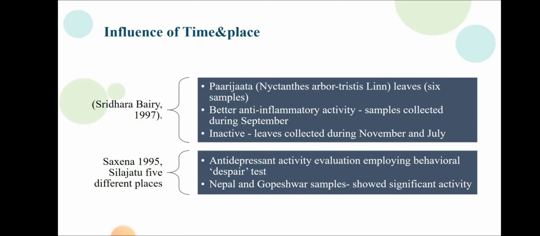And when it comes to the place of collection, there is one study which was done by Dr. Saxena in 1995, on Shilajadu. Shilajadu was collected from 5 different places and tested for antidepressant activity. Among the 5 different samples, only the Nepal and Gopeshwar samples showed significant antidepressant activity. In other samples, the activity was not significant. So this is the importance of place and time of the collection.